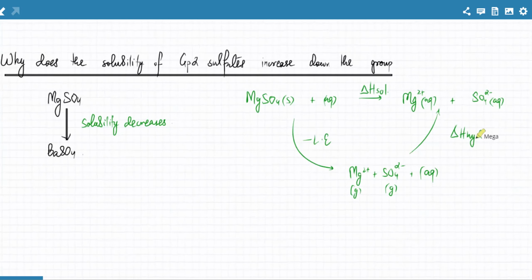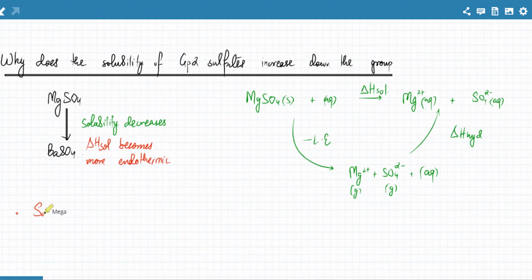So if solubility decreases, that indicates that enthalpy of solution is becoming more endothermic. So overall dissolving becomes more endothermic. It requires energy to dissolve a substance. Okay, Lubena, is this part clear as well? Yes, sir. So that's the first line when you're trying to answer that: solubility decreases. That's the first point to the answer.